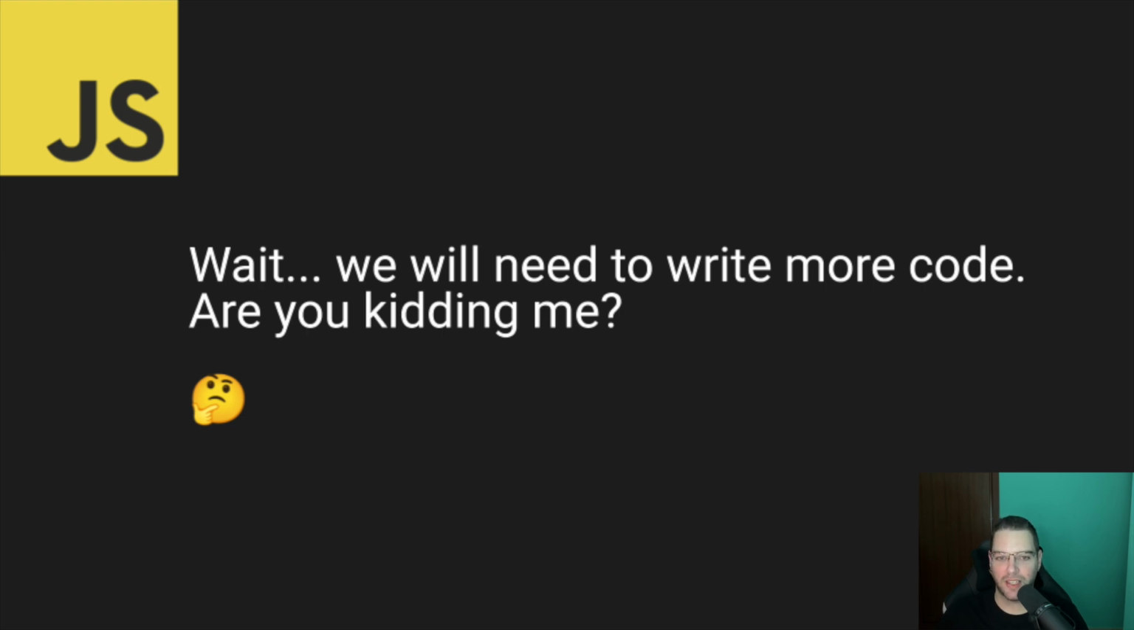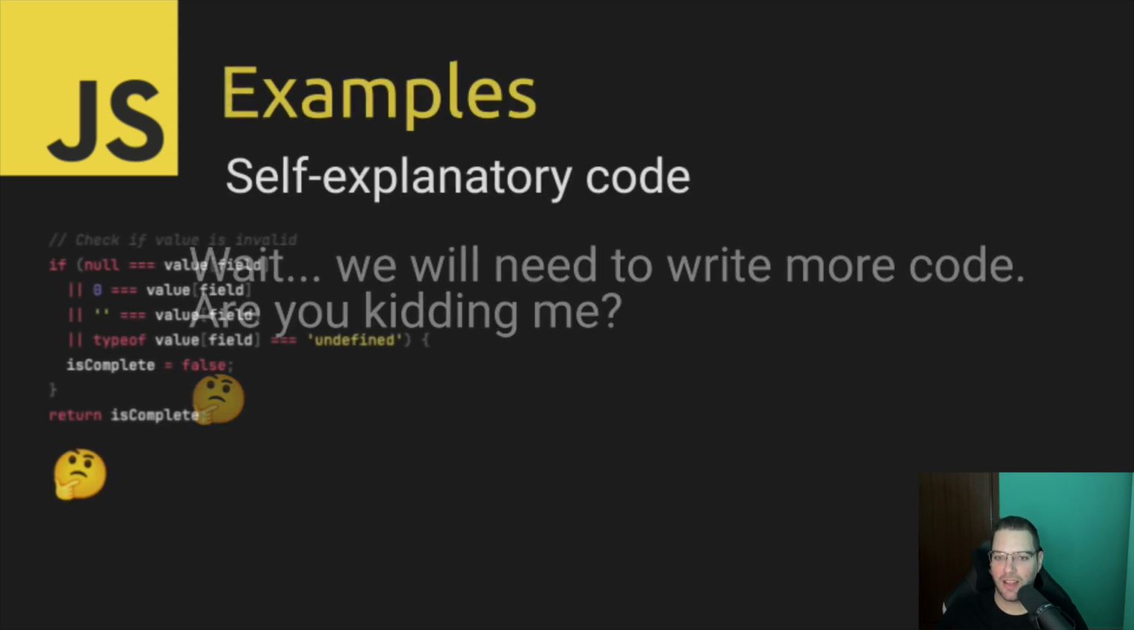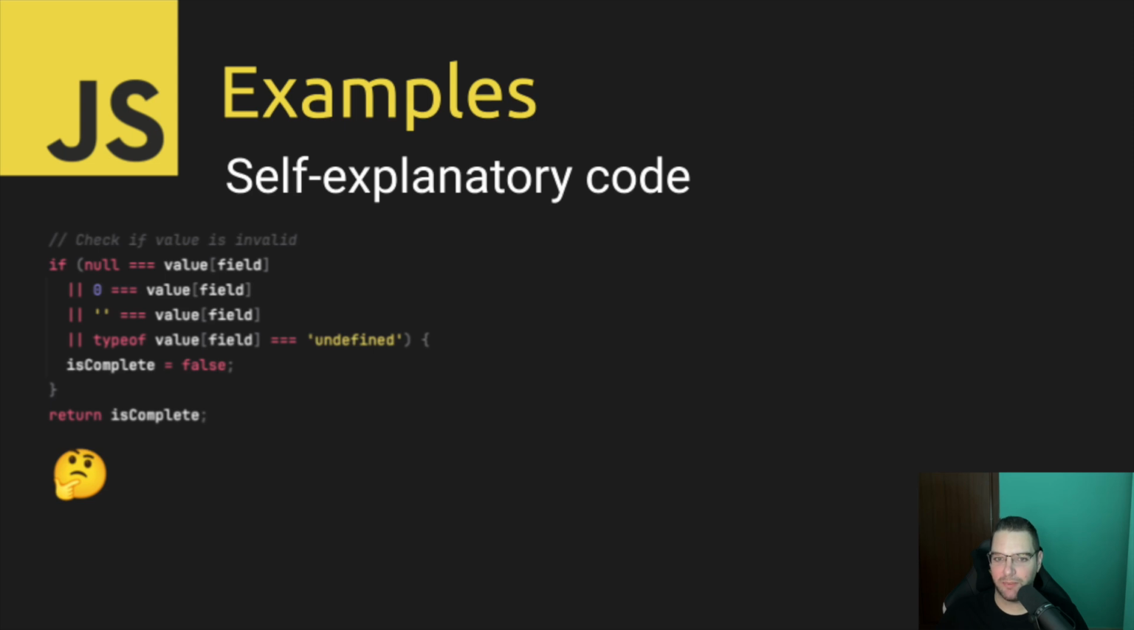Look at this. It's an example of self-explanatory code. Can you see the comment mentioning check if value is invalid, and then a few lines? How would you improve it? Think about it. Yeah, it looks nice. It's shorter, right?